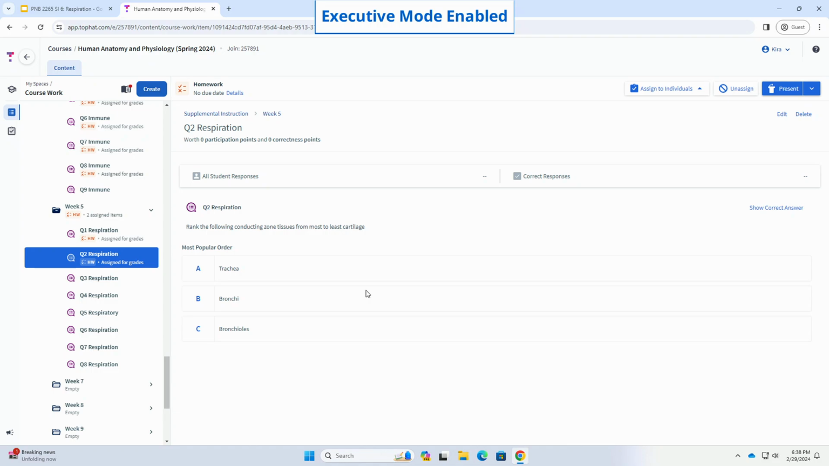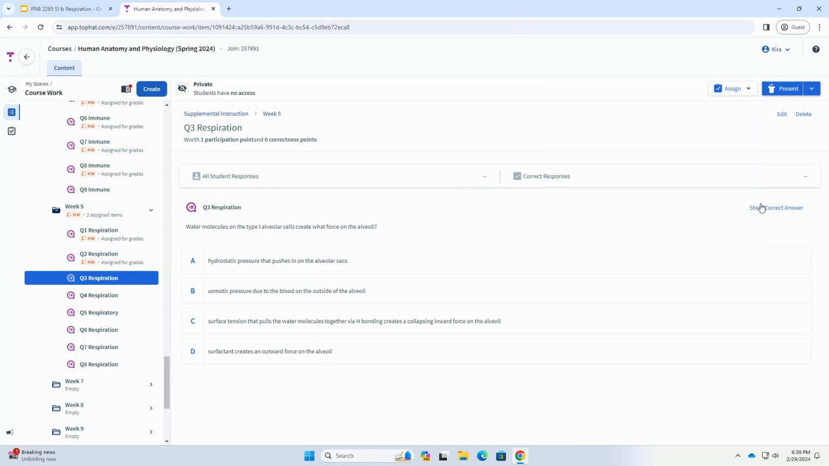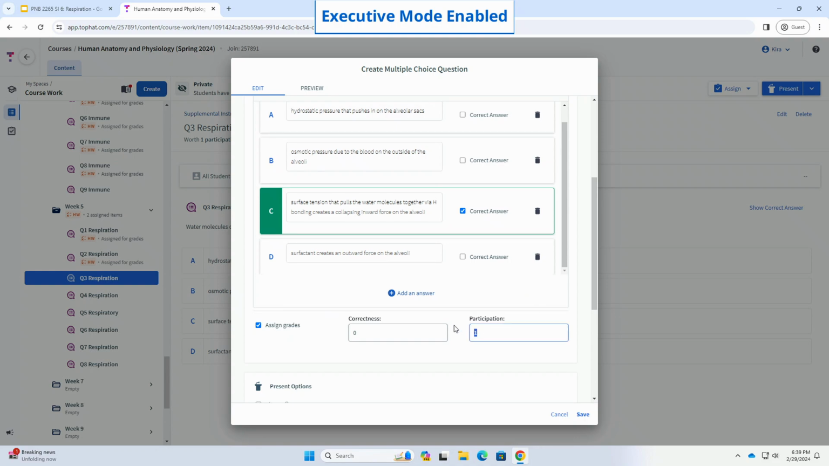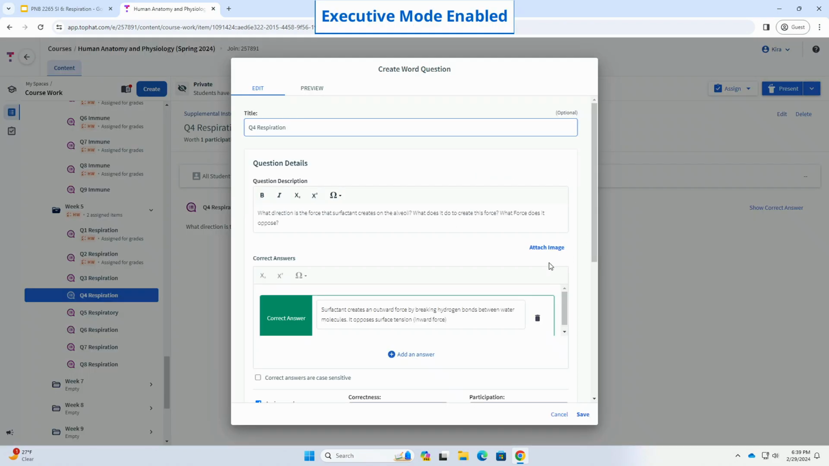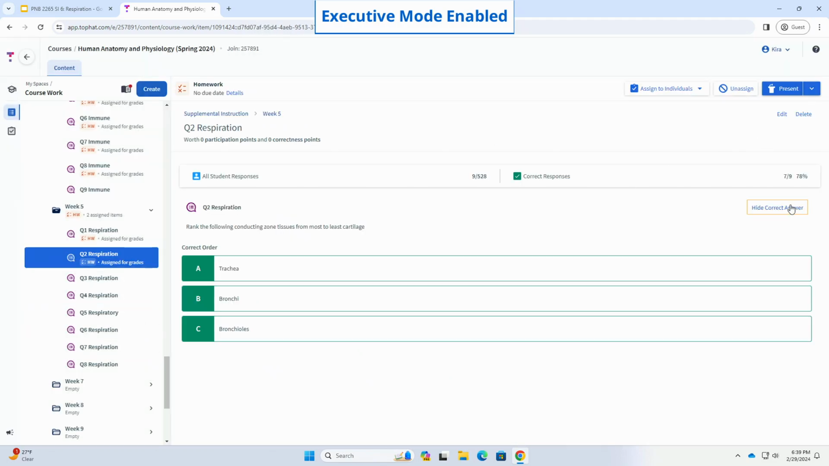Rank the following conducting zone tissues from most to least cartilage. So most cartilage, trachea, second most bronchi, and then bronchioles.